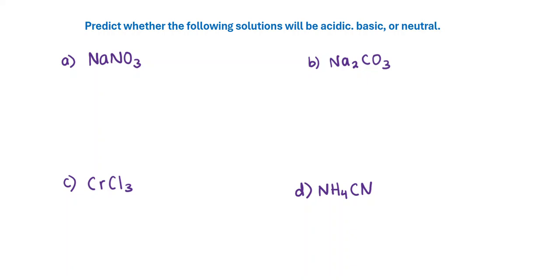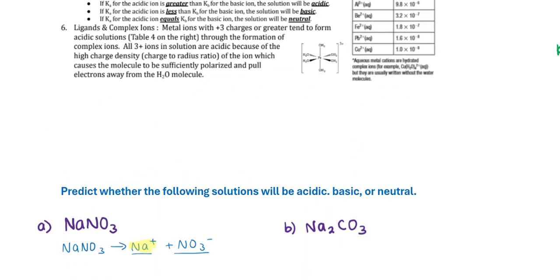So it's asking us to predict whether the following solutions will be basic, acidic, or neutral. So if we refer back, the first step would be to write the dissociation equation. So NaNO3 would dissociate into Na plus ions and NO3 minus. Now what we need to do in order to see if it's acidic or basic is look at the two ions that it's formed. So if we go back to the rules, let's look at Na plus.